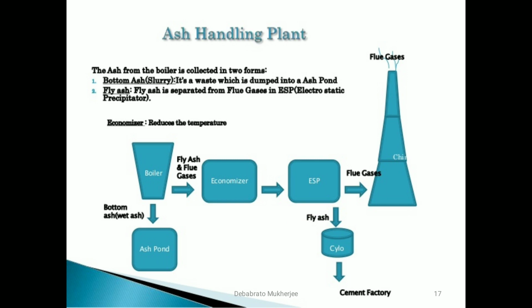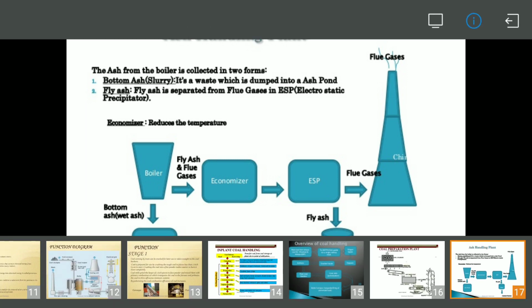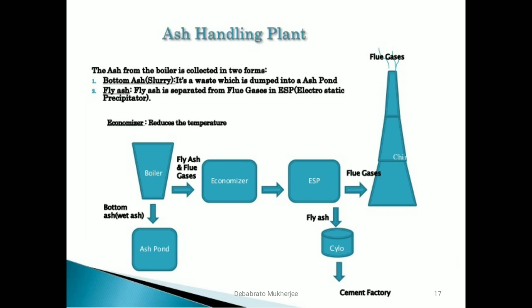This is the ash handling plant. Why is an ash handling plant used? Because when the coal is burnt, there is ash left. That ash is given to the ash handling plant or ash pond. Why? Because this ash is generally used for cement plants. These ashes are very useful for cement plants for their production purpose.